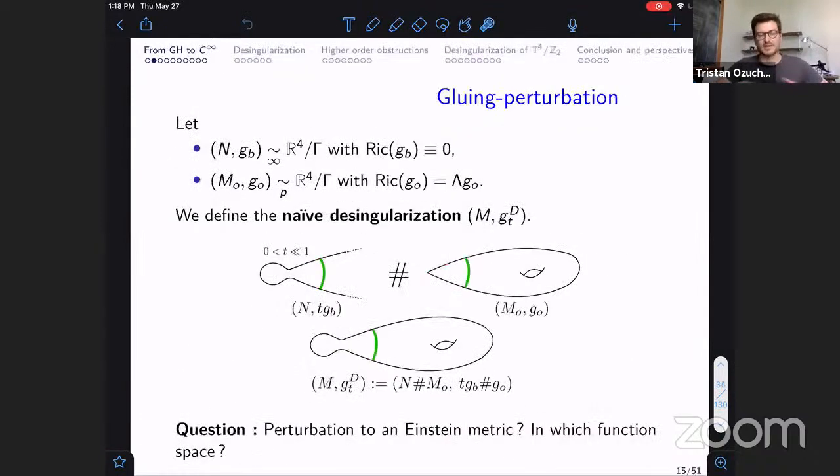So that's the gluing part, and that's always the easy step. And now the next step is, what about the perturbation to an Einstein metric? And often the deep question here is, in which function space do we want to do that?